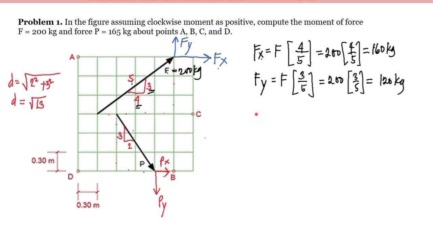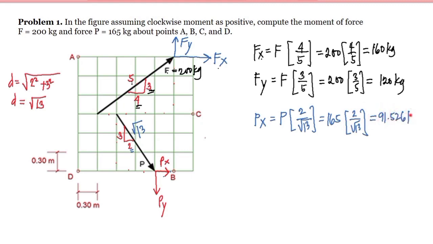Now for this Px here, Px is equal to the force P multiplied by the slope. Since this is horizontal, we are going to take the horizontal component and write here the diagonal, which is square root of 13. So horizontal component is 2 and the diagonal is square root of 13. And this is equal to, since P is 165, multiplied by 2 over square root of 13. And this would give us 91.526 kilogram.